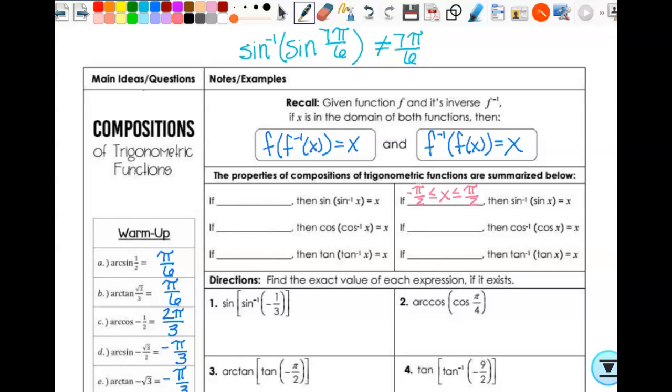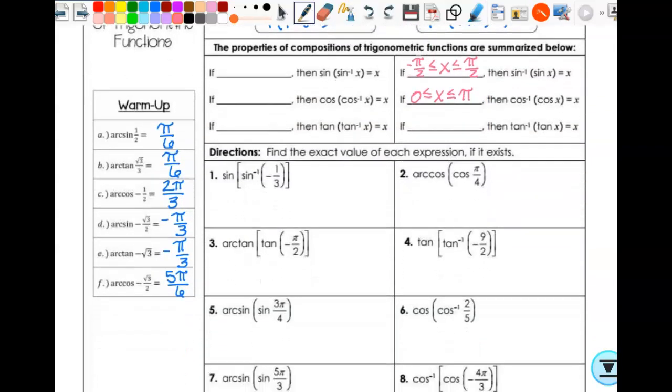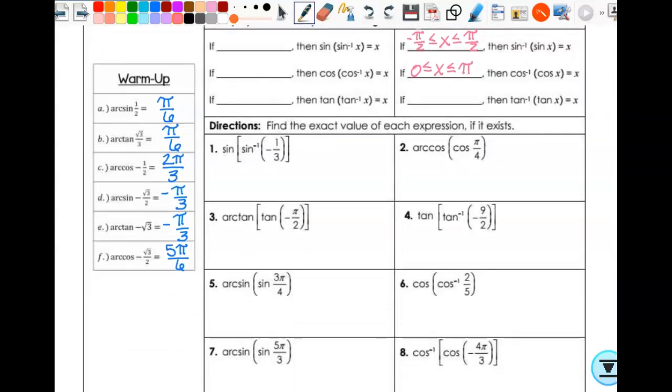Which quadrants do we get to use for cosine? 1 and 2. So since I'm using 1 and 2, that means it's going to be between 0 and pi. And then tangent, what quadrants do we use for tangent? 1 and 4, good. But it doesn't look exactly like this because we have asymptotes, so we don't get to include the pi halves. There's no equals to on there. Okay.